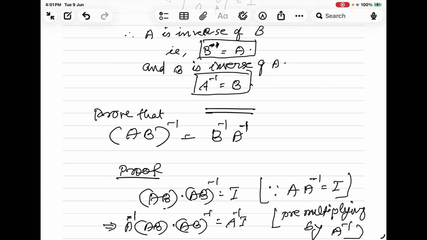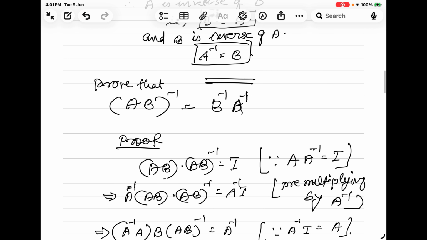Another result of inverse is that AB whole inverse equals B inverse A inverse. Sometimes they ask to prove this. Without counter examples, we can prove it. That is the proof.